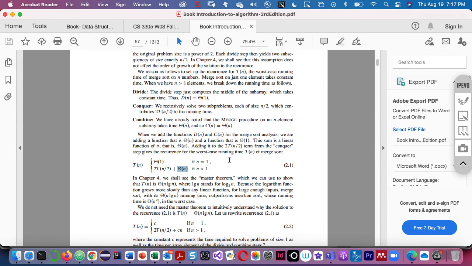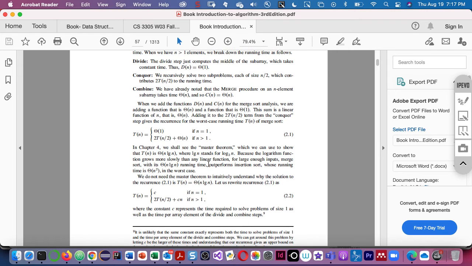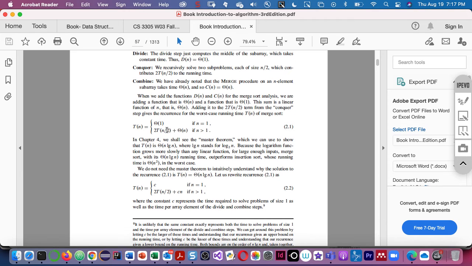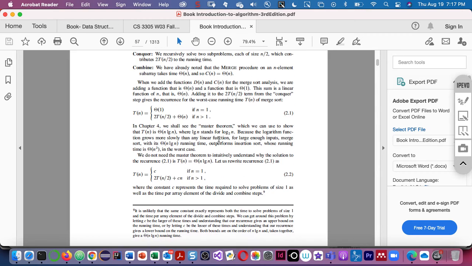If n equal to 1, a small number, then it takes a constant amount of time, but for a large n it takes this one. So we will discuss this in chapter 4. Then we will learn that this kind of algorithm takes theta of n log n time. LG stands for log base 2 of n.